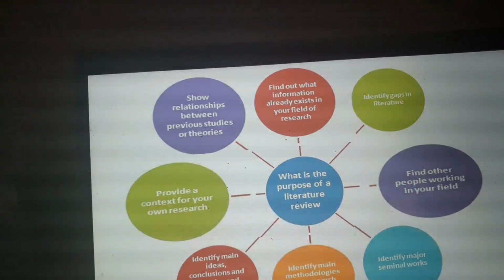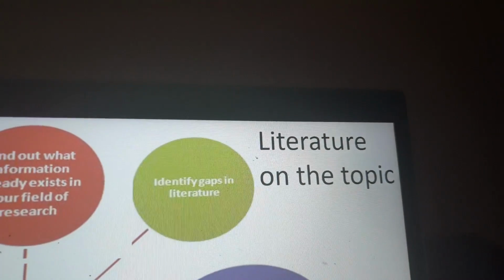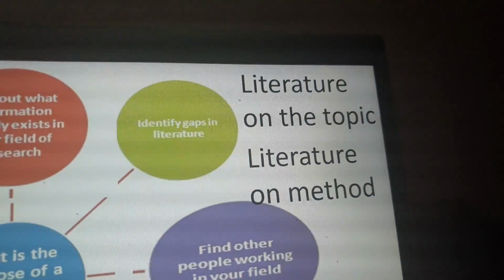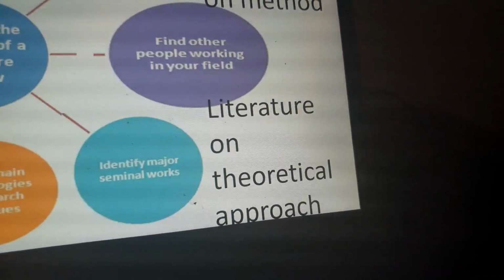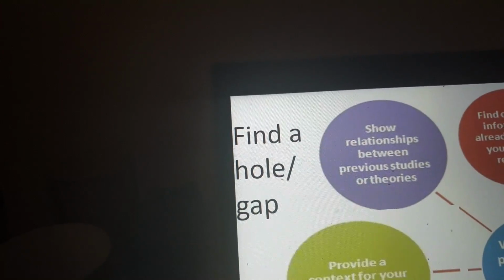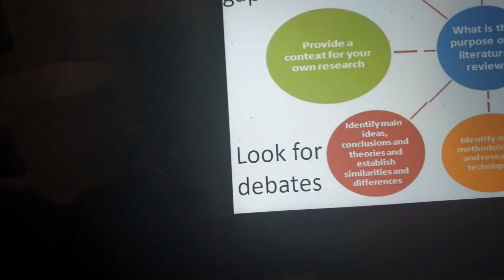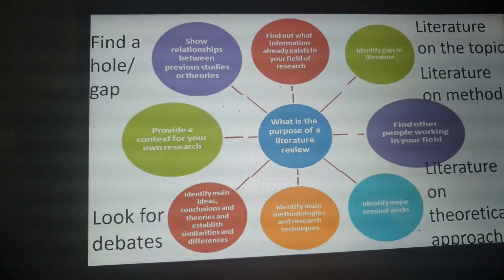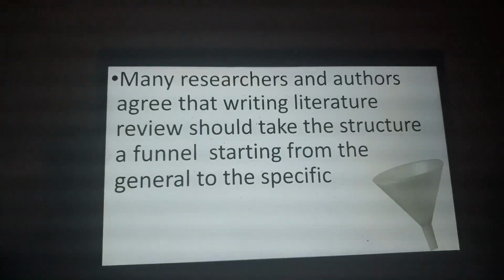So we're saying literature on the topic, literature on the method, literature on the theoretical approach. You find a gap, you find a hole, and you look for debates. That is in summary. So it's not just writing stories. Write and use this one as your checklist to see how you are progressing.